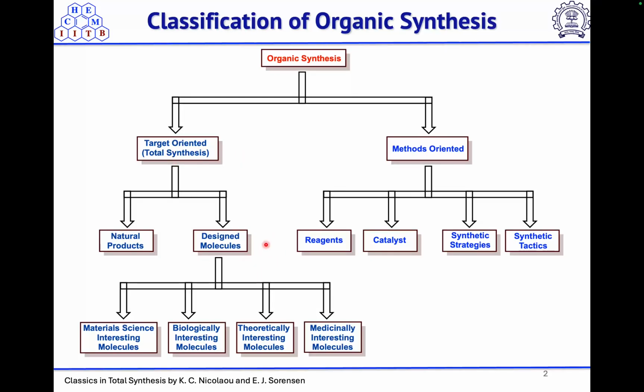Also designed molecules, like some materials science interesting molecule, biologically interesting molecule, or medicinally interesting molecule. People from a materials science background may want some molecule for their research purpose, so they can design a molecule and do the target oriented synthesis. Similarly, some molecules may show biological or medicinal activities, then you can synthesize them, and after synthesizing those molecules you can do the biological or medicinal studies. So this is the part of target oriented synthesis where you fix your target and do the synthesis to complete that target.